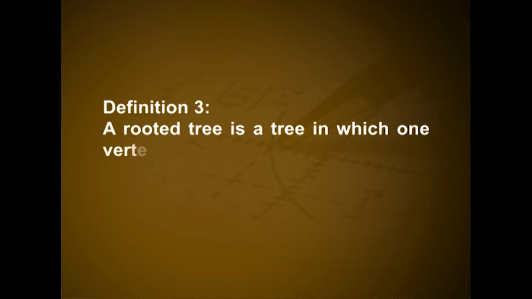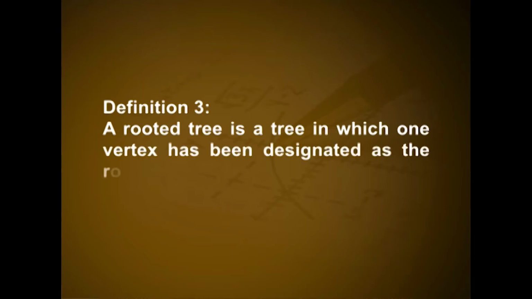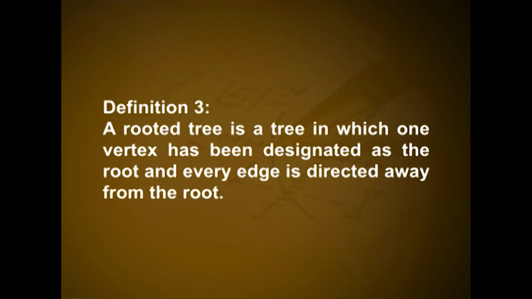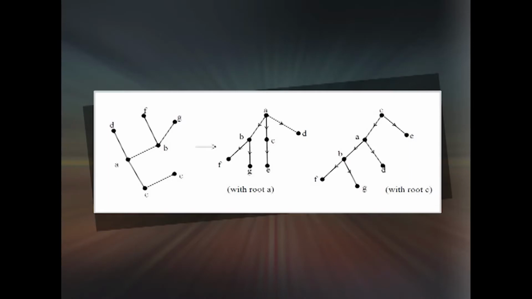Definition 3. A rooted tree is a tree in which one vertex has been designated as the root and every edge is directed away from the root. We can change an unrooted tree into a rooted tree by choosing any vertex as a root. In the figure, you can see a tree and rooted trees formed by designating two roots. In the first figure you can see the tree with root A and the second figure is a tree with root C. The terminology for trees has botanical and genealogical origins.